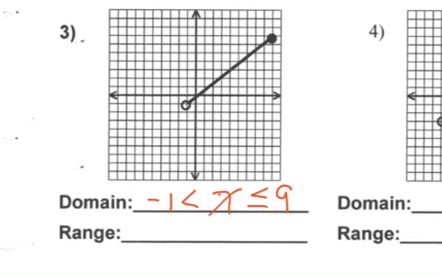Thinking about just y values, our smallest value is going to be a -1, and our largest value is going to be a positive, what is that, 1, 2, 3, 4, 5, 6, 7. So we would have -1 less than y less than or equal to 7.